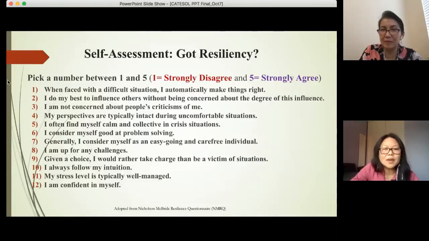Second question. I do my best to influence others without being concerned about the degree of this influence. Number three, I am not concerned about people's criticisms of me. Number four, my perspectives are typically intact during uncomfortable situations. Number five, I often find myself calm and collected in crisis situations.